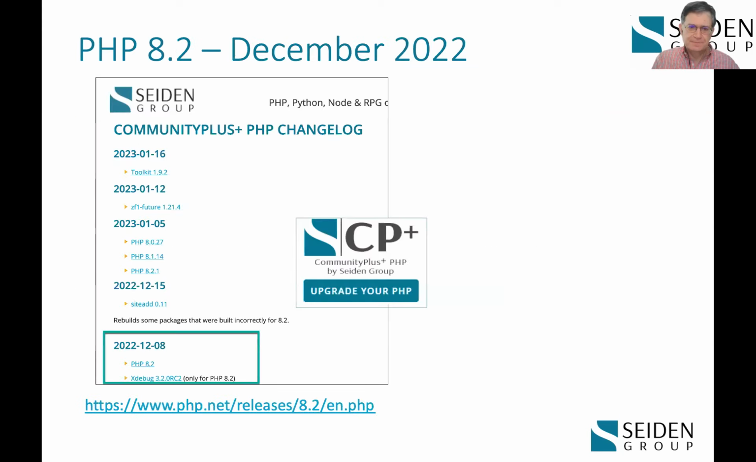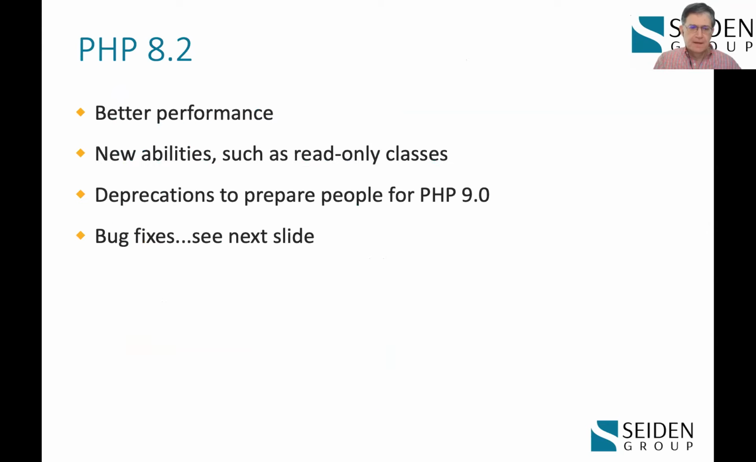The latest PHP is 8.2, and we have it here in our Seiden Group Community Plus changelog. It came out in December. A new PHP release comes out once per year, a major new release once a year, and 8.2 is the one now. It's very good. We use it and we install it and recommend it if you can. It has better performance than before. Every new release does. Now it has some new capabilities, read-only classes.